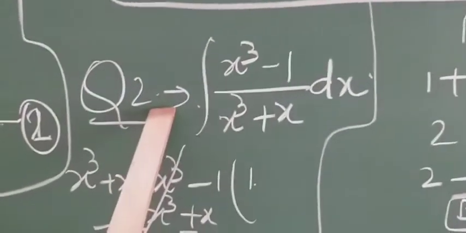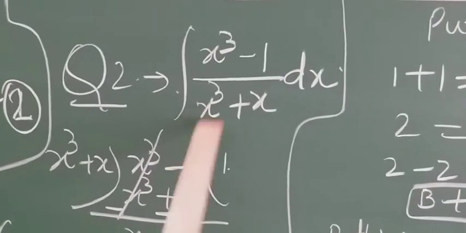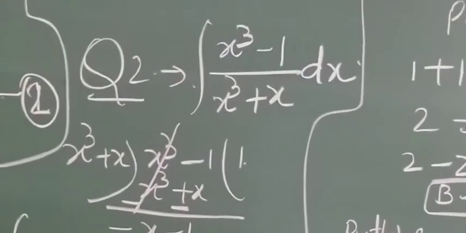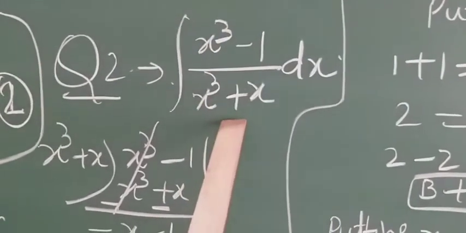We have to find the integration of (x³ - 1) upon (x³ + x) dx. Now students, you can see here the degree of the numerator and the degree of the denominator are the same.